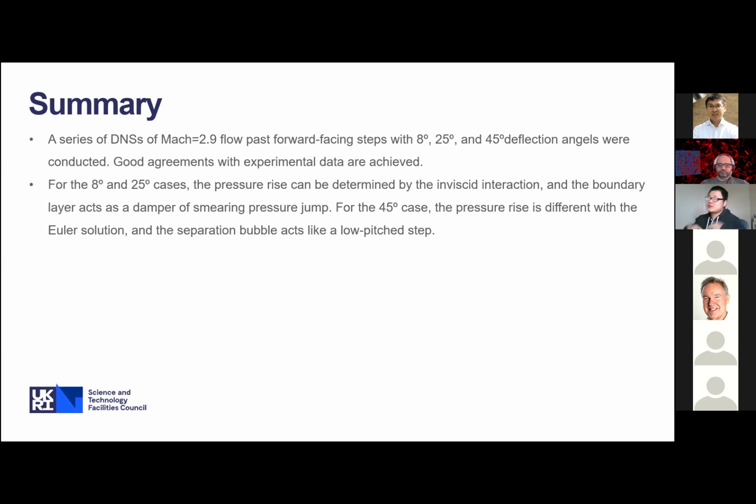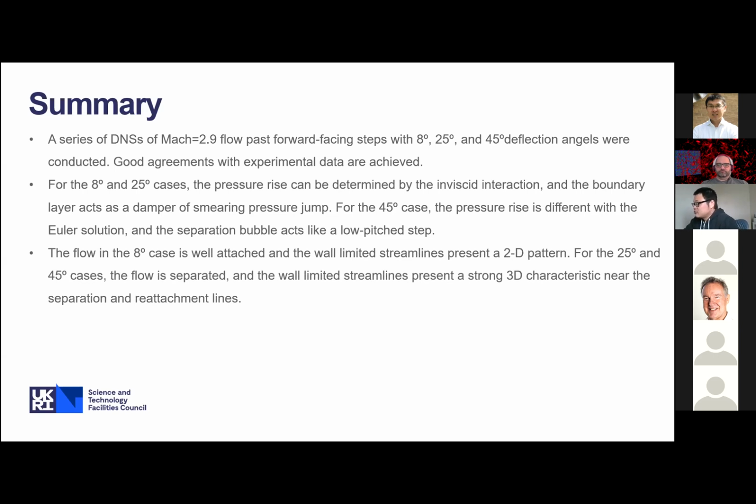So we think that might be the maximum pressure jump that can be realized in a turbulent boundary layer. We're trying to figure it out. And then the flow in the 8-degree case is well attached, and the wall-limiting streamlines present a 2D pattern. For the 25 and 45 cases, the flow is separated, and the wall streamlines present strong 3D characteristics near the separation and the reattachment lines.